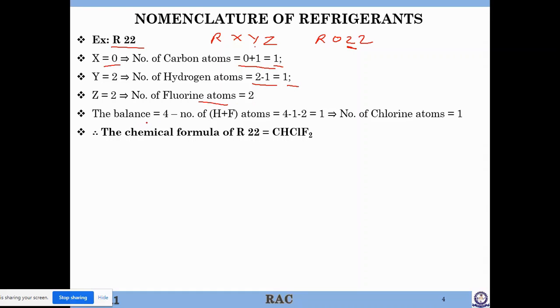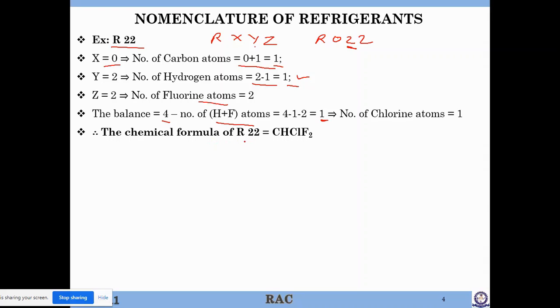The balance will be equal to the number of chlorine atoms. That is 4 minus the number of hydrogen plus fluorine atoms. The number of hydrogen atoms is 1 here, and the number of fluorine atoms is 2 here. So the number of chlorine atoms will be equal to 4 minus 1 minus 2, which is equal to 1.